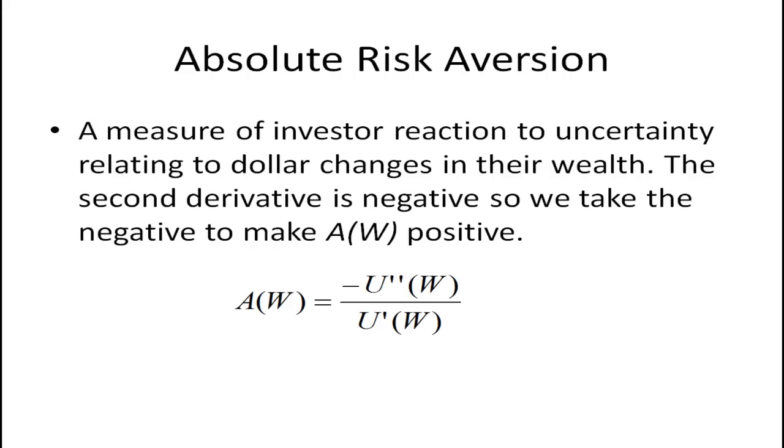All right, how do we measure that? Well, we can measure that by creating a couple of measures. The first is called absolute risk aversion. Absolute risk aversion is a measure of investor reaction to uncertainty relating to dollar changes in their wealth. And because the second derivative of the utility function is negative, because it curves this way, it's concave, we're going to take the negative of this so we get a positive number here.